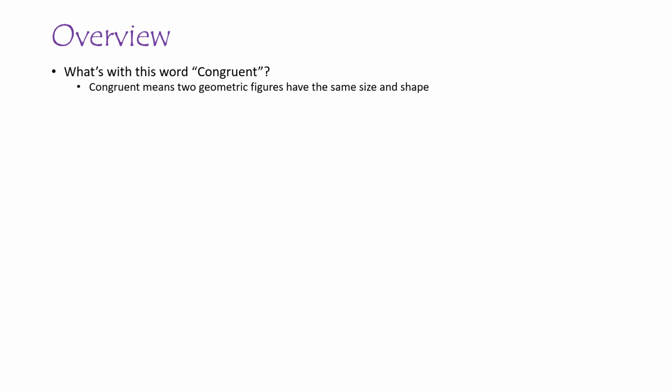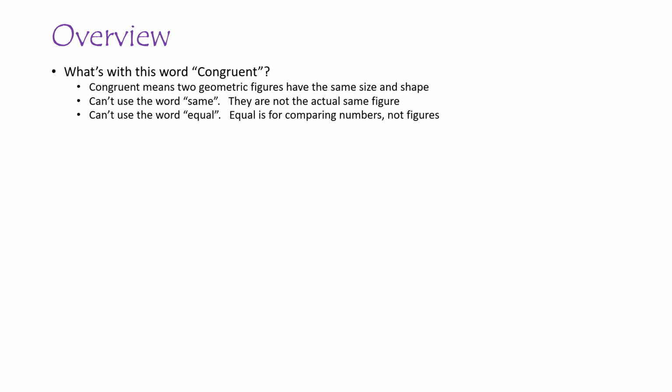Well, congruent means that two geometric figures have the same size and shape. And you say, well, why is that the word? So let's look at other words that you can more informally use. Maybe you could say, well, these two geometric figures are the same. Well, you can't really say that because they're not actually the same figure. They're two different figures. And you can't use the word equal because equal is for comparing numbers, not geometric figures.